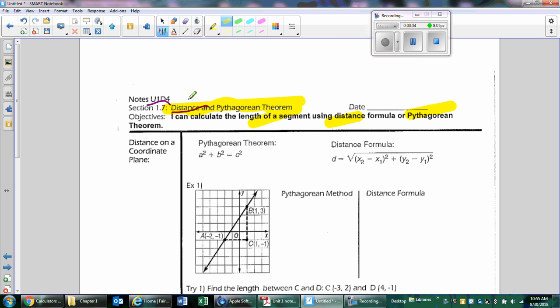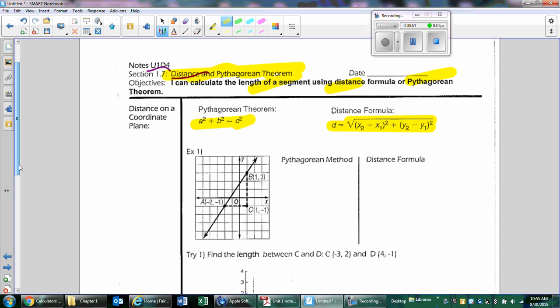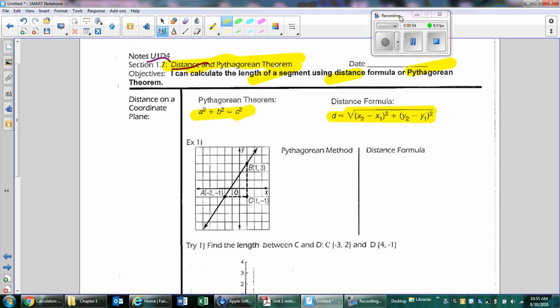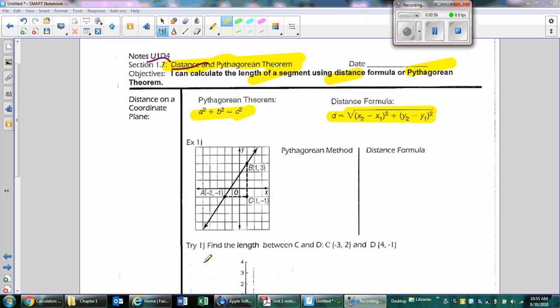So we're going to use both, but eventually you guys have to decide which method is better for you. If you want to do Pythagorean theorem, which is perfectly fine, the only thing is you probably have to graph it. So if the number that they give you is so huge that we cannot graph it, then you probably would have to do the distance method.